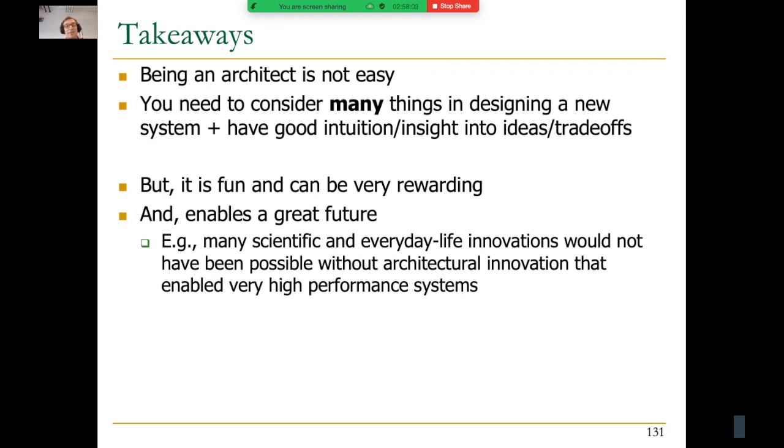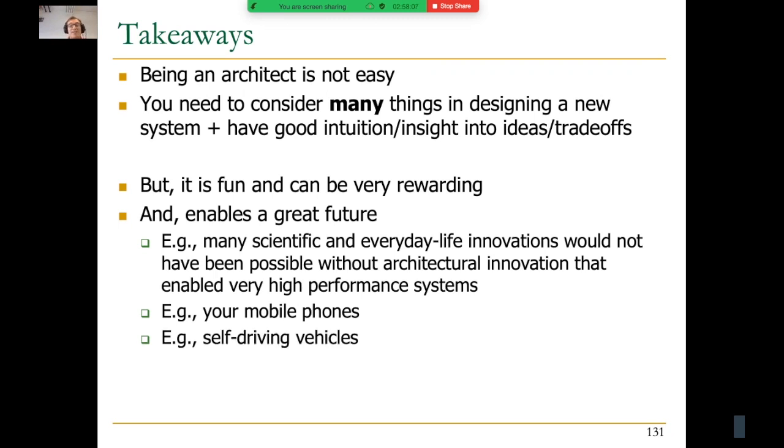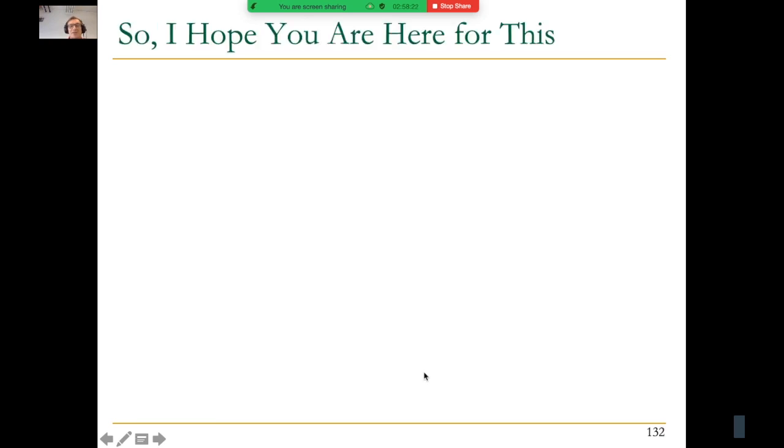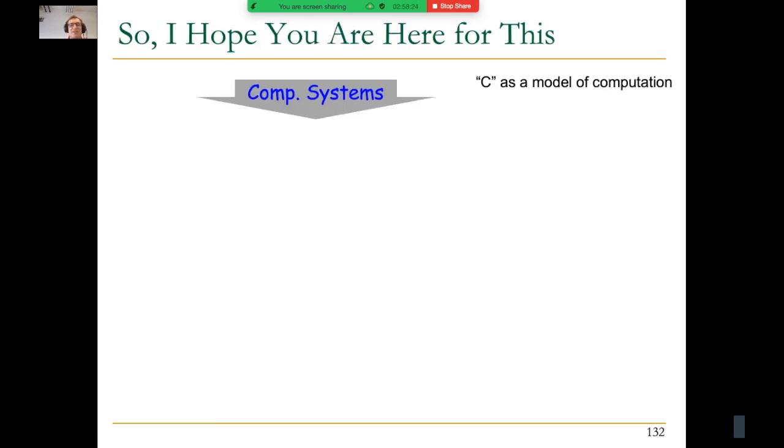My cell phone would not have been possible without good architectures, for example. And there are many other examples: self-driving vehicles, hopefully genomics accelerators. If you have a COVID-19 testing cell phone, that would be in good part thanks to an architect in the end. And hopefully this course will enable you to become a good computer architect. So I'll take a few more minutes just to finish this thought.